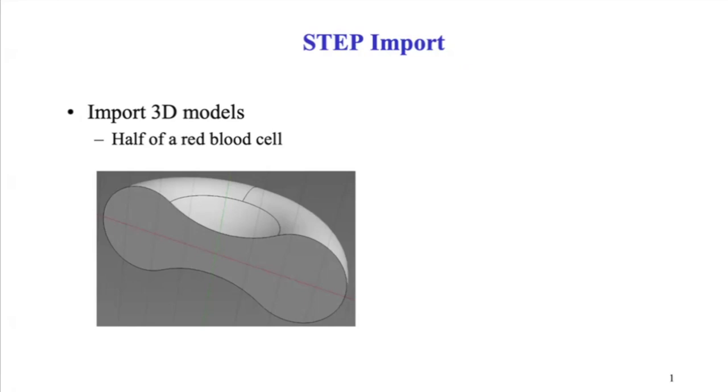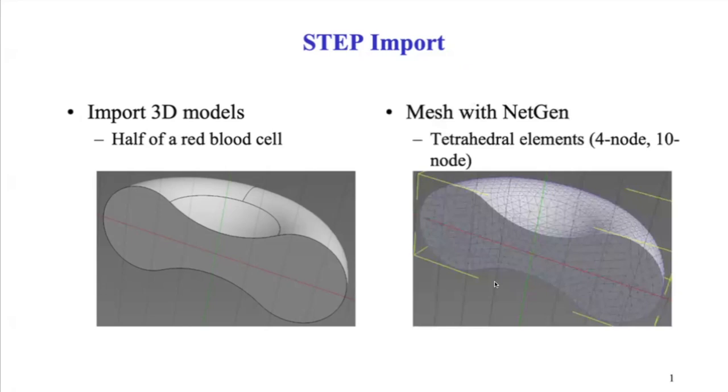over the last year. And this is an example of a CAD model that was created in a CAD software called FreeCAD. And this happens to be half of a red blood cell. And then when you import this in, okay, when you import it into FEBio Studio, you can mesh it with NetGen.